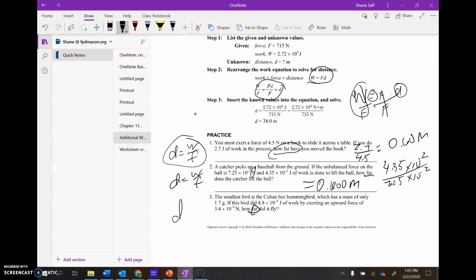Same thing. Distance is equal to work divided by force. So we need our work, which is 8.8 times 10 to the negative 4 joules, divided by our force, which is 3.4 times 10 to the negative 4 newtons. That is going to equal 2.6 meters. That is our distance, and this is what we are looking for.